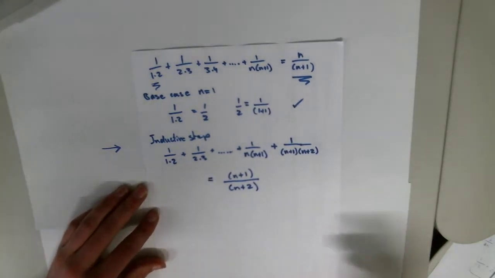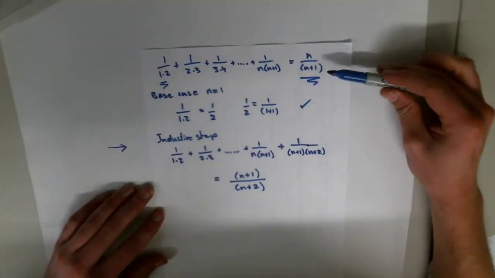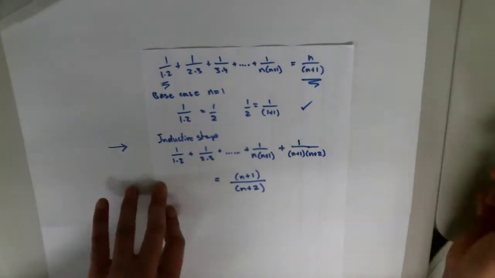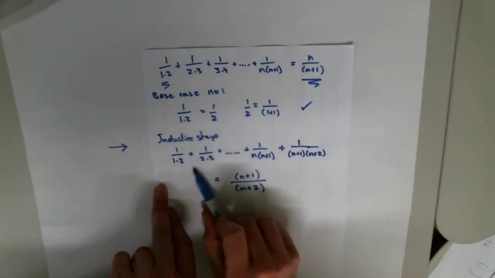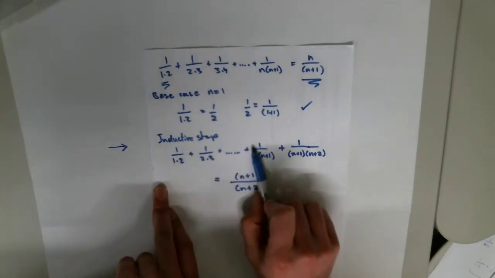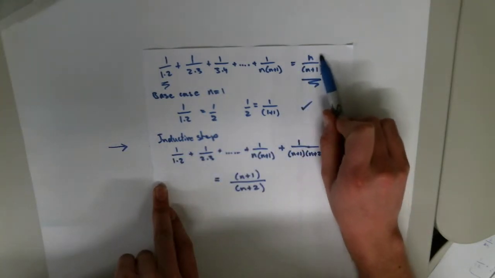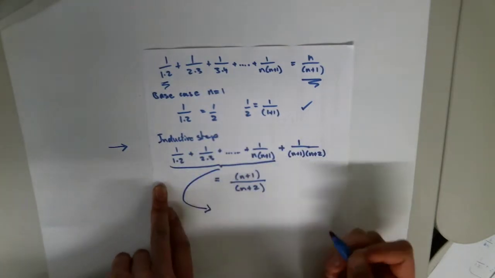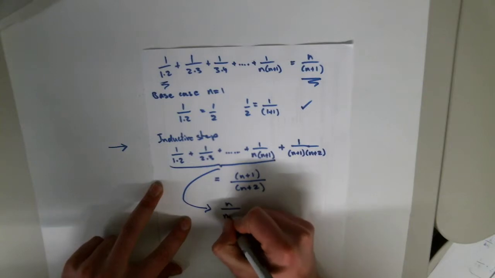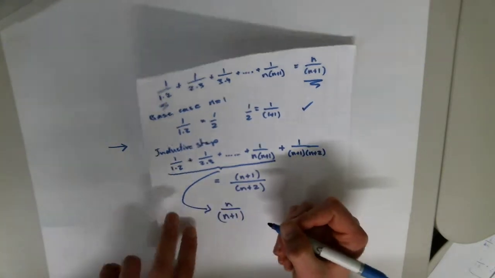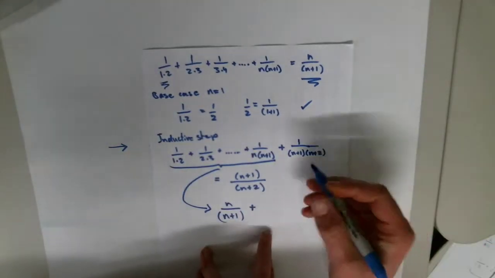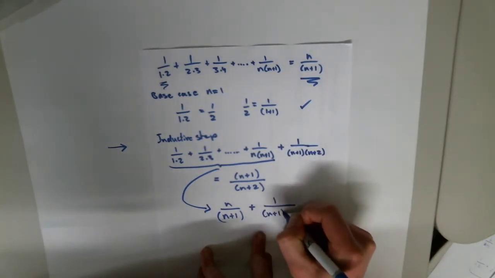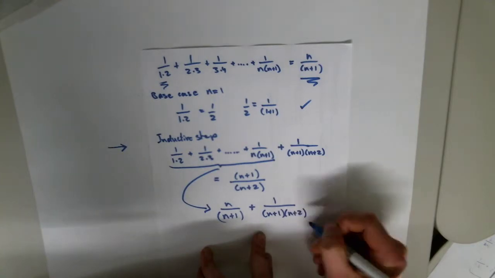Now, because we're using induction, we can assume this statement here is true. And so we say, if this is true, then the good news is that by starting from this line here, we can see all of these terms here can be simplified to this. So we can take all of these terms and we can rewrite them as n on n plus 1 plus this term here, which we haven't managed to get rid of, 1 on n plus 1 times n plus 2.